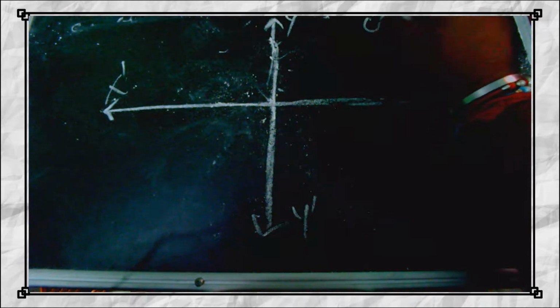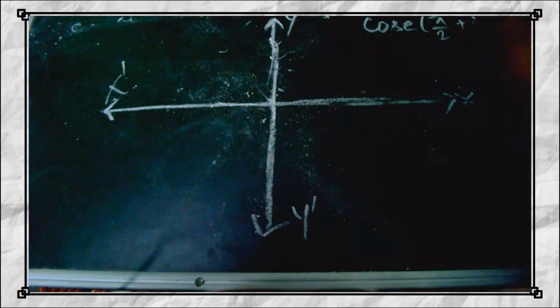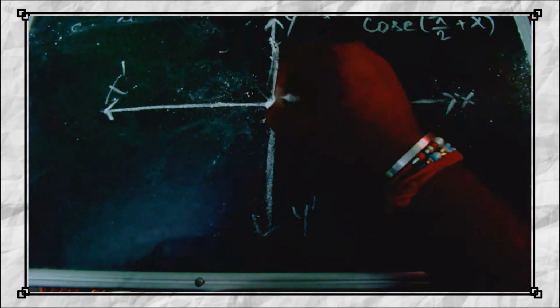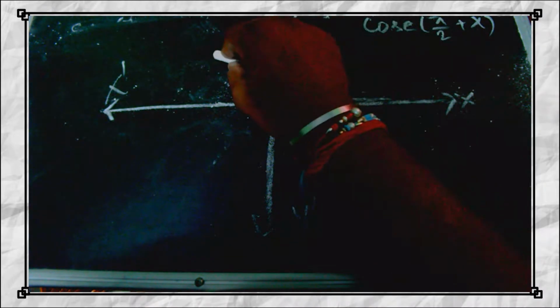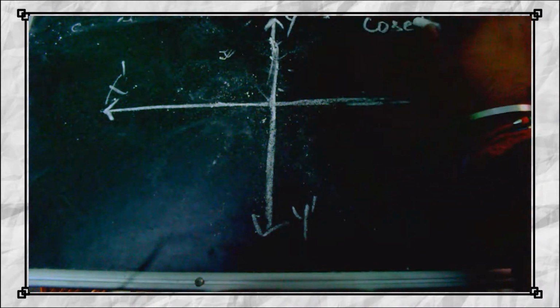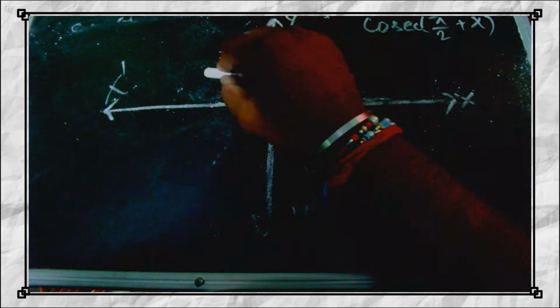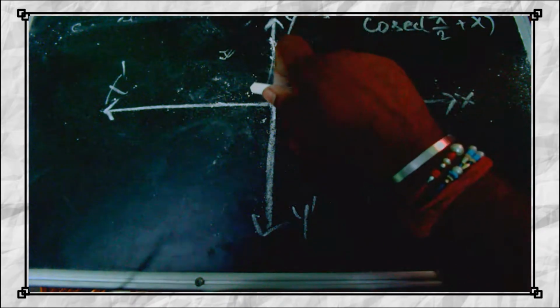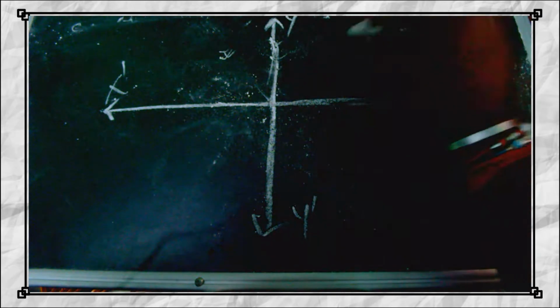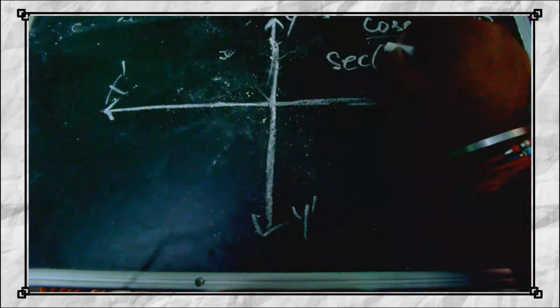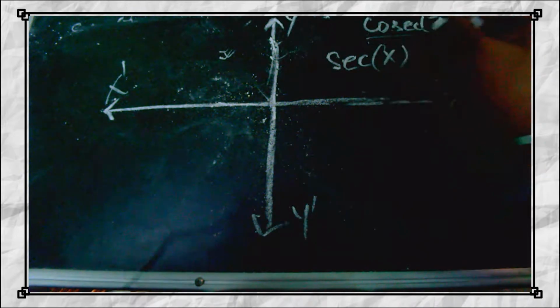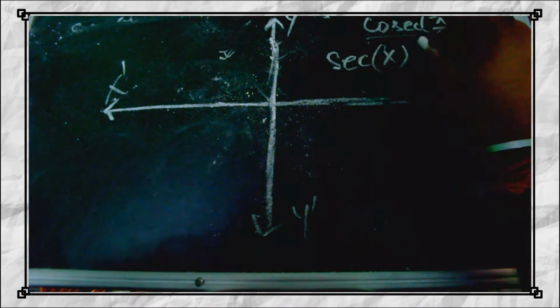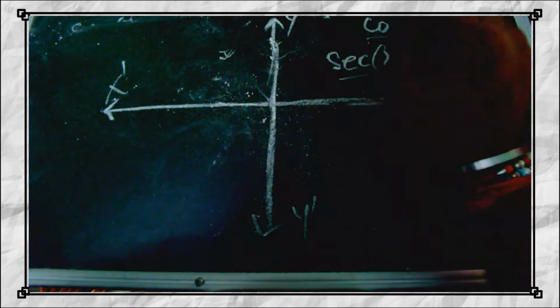Now we will see what will be the value of cosec of pi by 2 plus x. So pi by 2 plus x will lie in the second quadrant, and as told, sin x and cosec x are positive in the second quadrant. So the sign will be as usual positive and the cosec x ratio will be changed to sec. So it will be sec of x. So the value of cosec of pi by 2 plus x is sec of x.